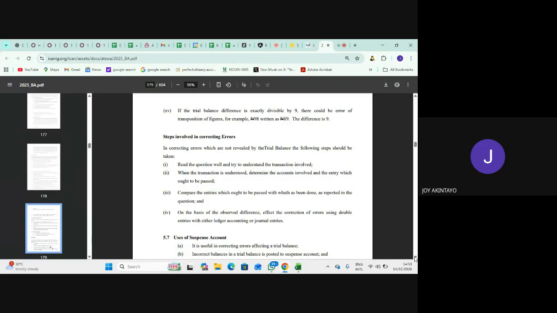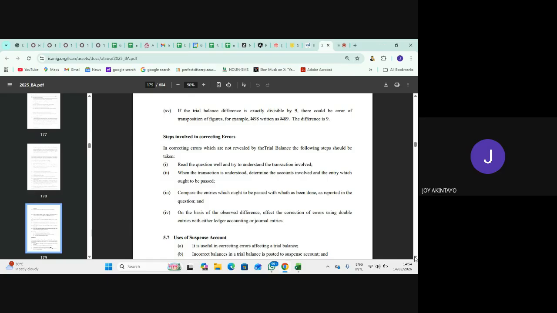Then how do we correct? We want to look at the steps involved in the correction of your errors. The first one is you read your question very well and understand the transactions involved. Are we together? Read your question very well and try to understand the transactions involved. When you understand your transaction, determine the accounts involved.